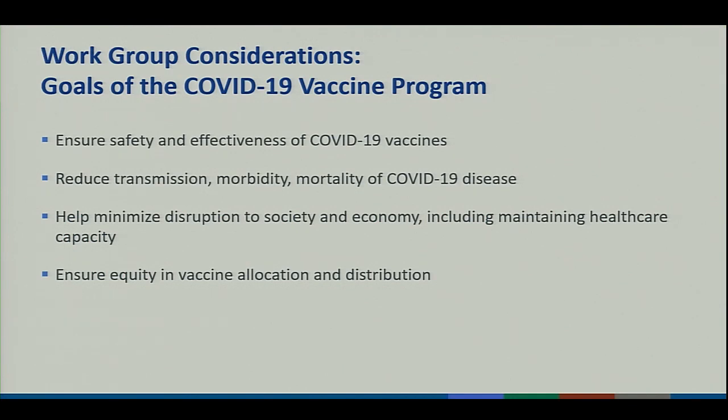First, I'd like to ground the presentation in what the work group envisions as the overall goals of the COVID-19 vaccine program. First, to ensure that we have a safe and effective vaccine, that the vaccine reduces transmission, morbidity, and mortality of COVID-19 disease, that the vaccine program helps minimize disruption to society and the economy, including maintaining healthcare capacity, and that we ensure equity in vaccine allocation and distribution. Next.